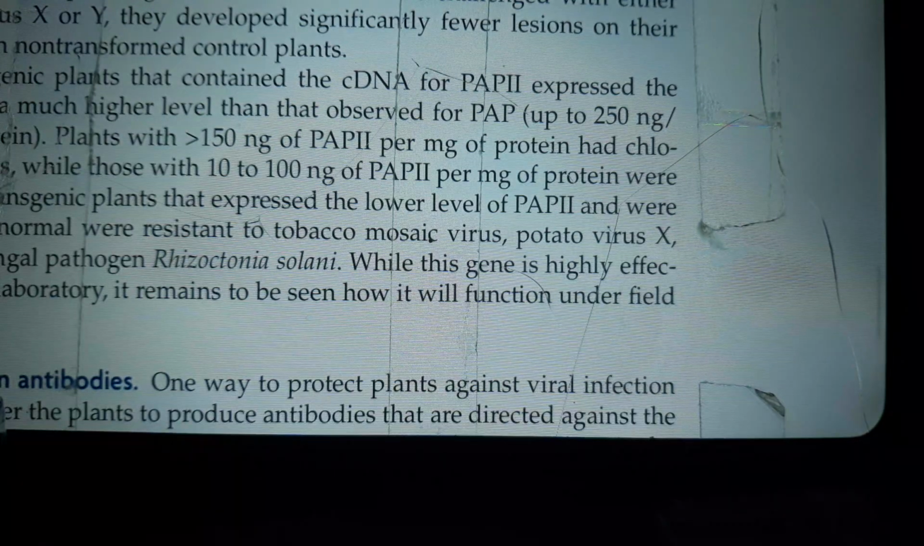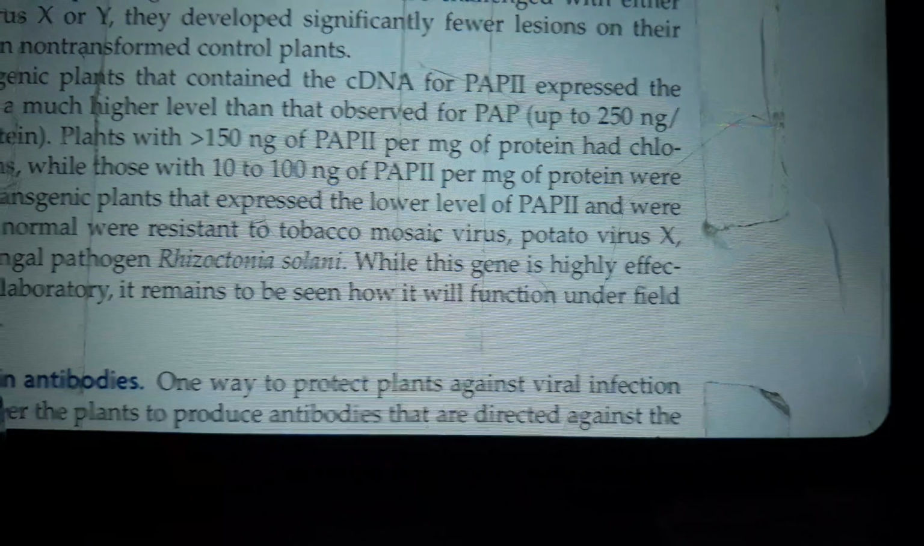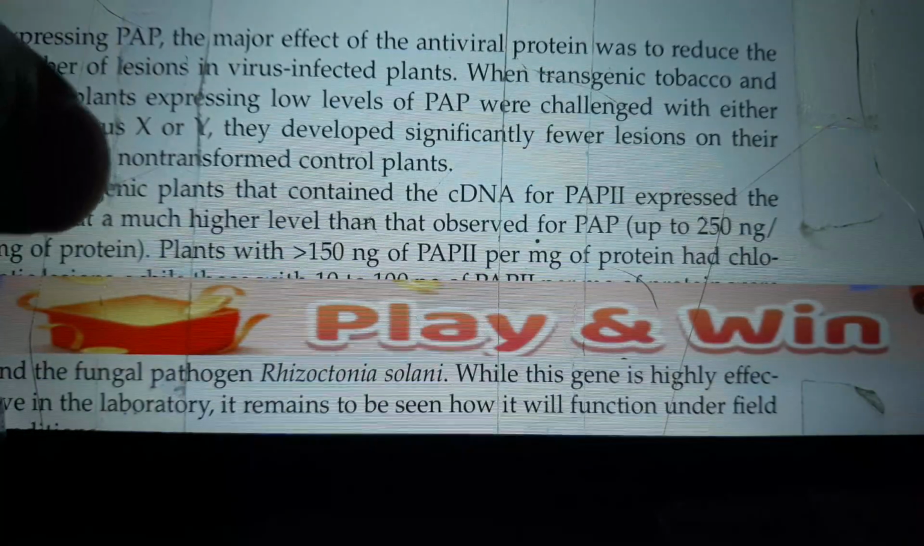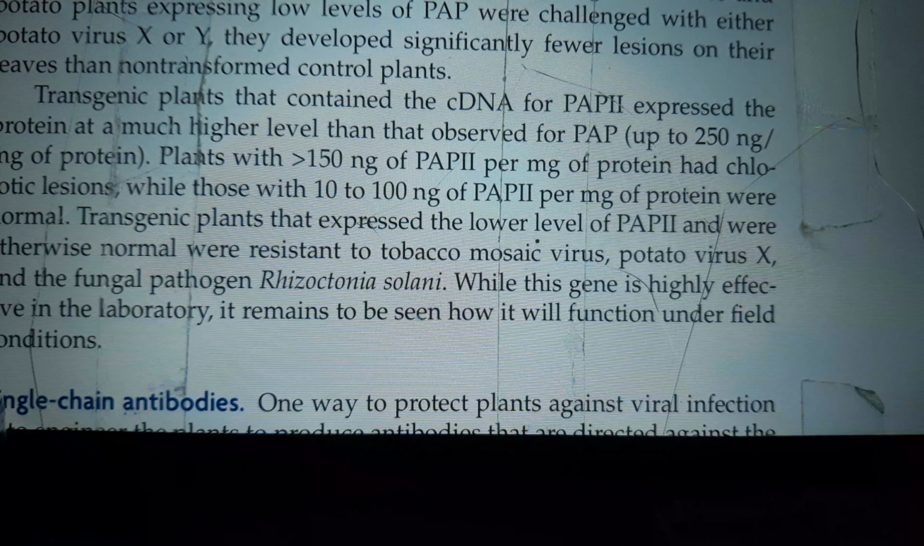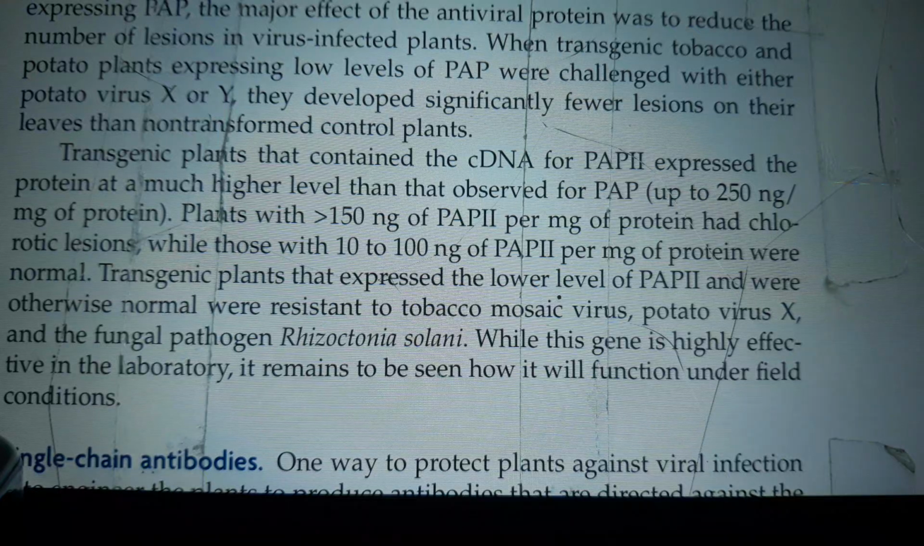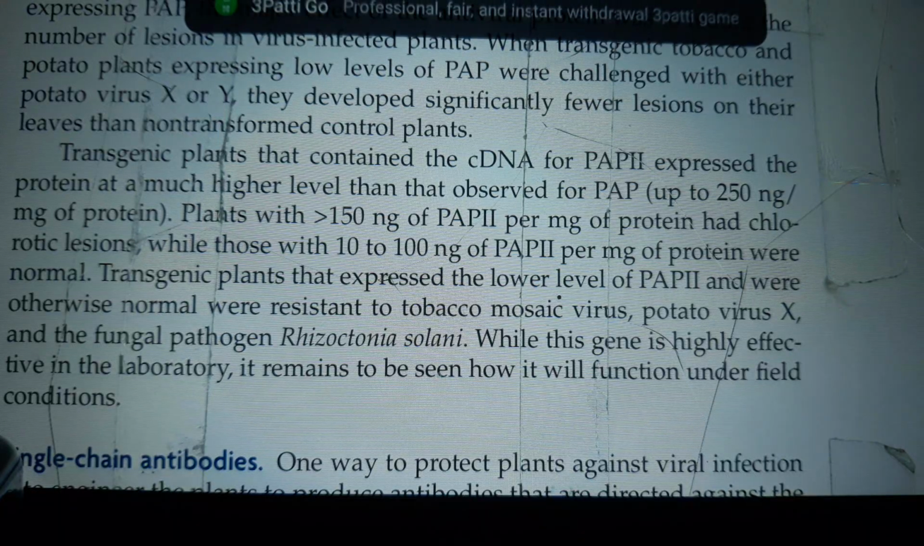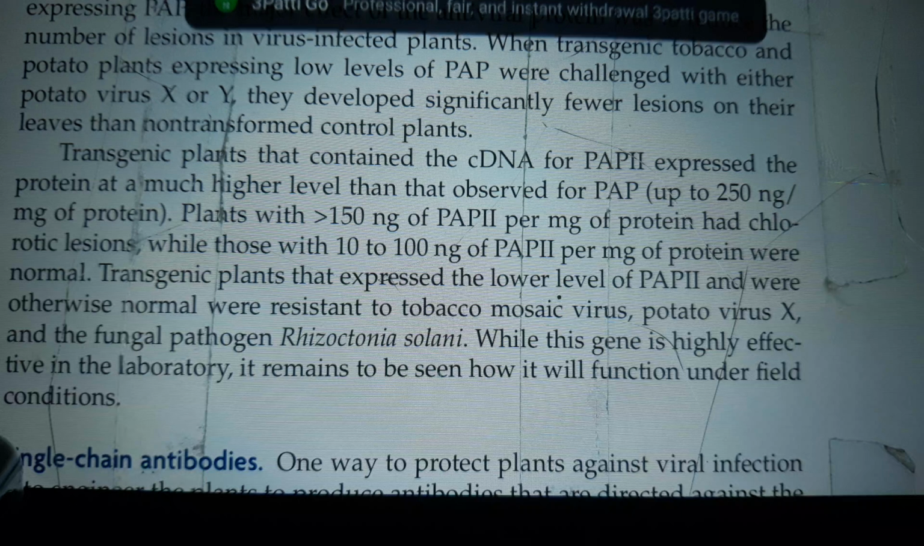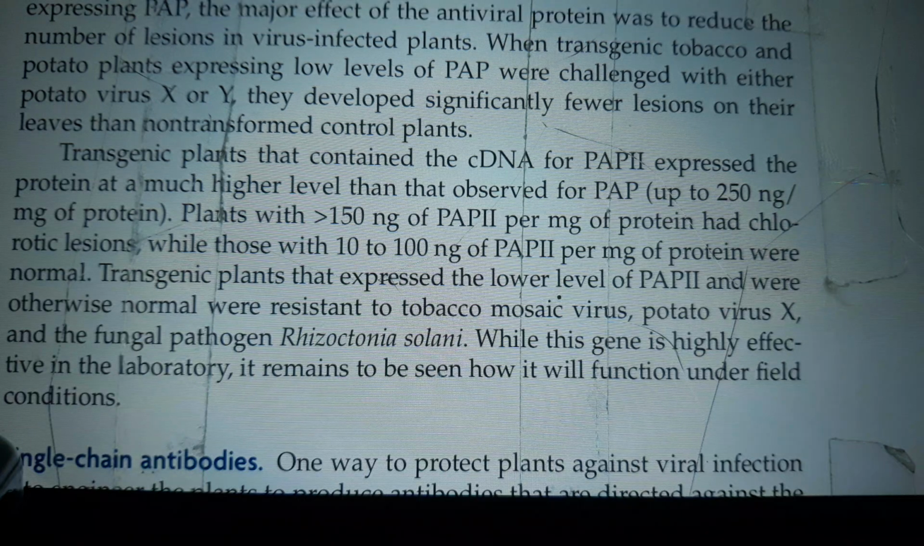Expressing PAP, the major side effects, a major effect of the antiviral protein was to reduce the number of lesions in virus-infected plants. When transgenic tobacco and potato plants expressing low levels of PAP were challenged with either potato virus X or Y, they developed significantly fewer lesions on the leaves than non-transformed control plants.